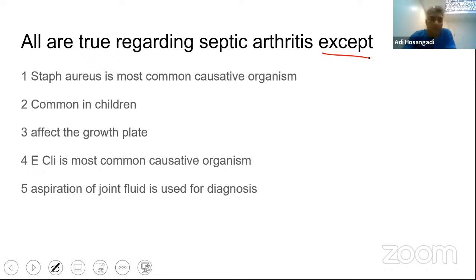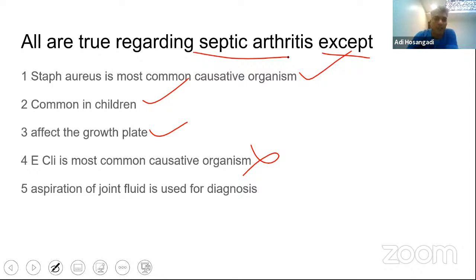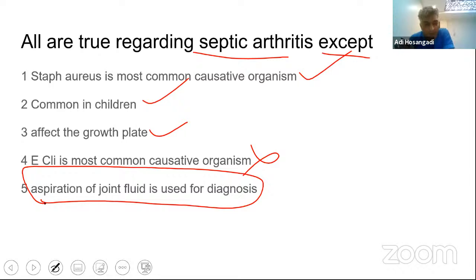Okay. Staph aureus, yes, common in children, affects the growth plate definitely. Septic arthritis destroys the growth plate and there can be deformities. Aspiration of the joint is the diagnostic modality. Because there is effusion doesn't mean there can be osteomyelitis with sympathetic effusion. But aspiration of the joint, sent for cytology and culture, then you will confirm the diagnosis.